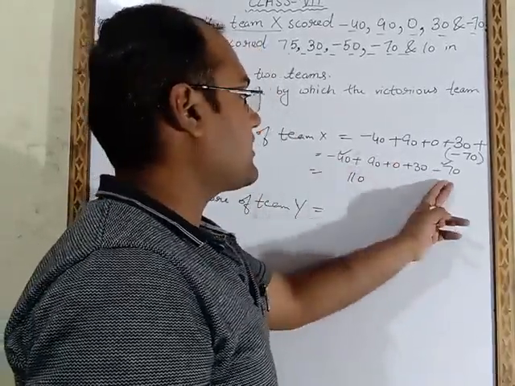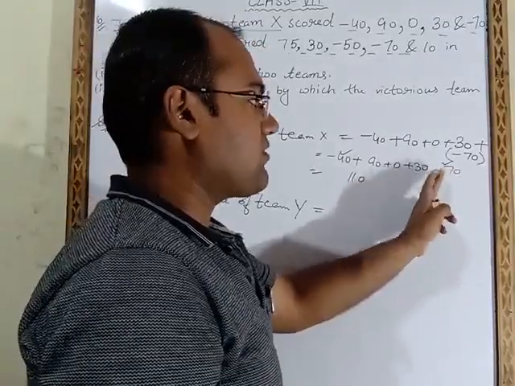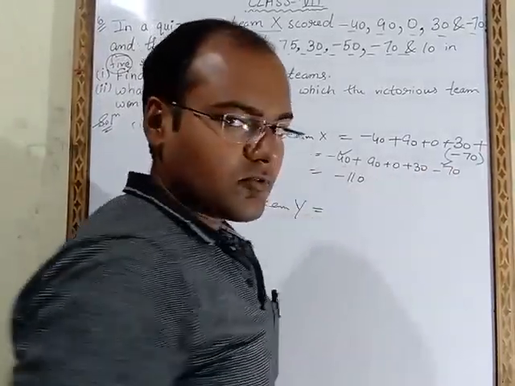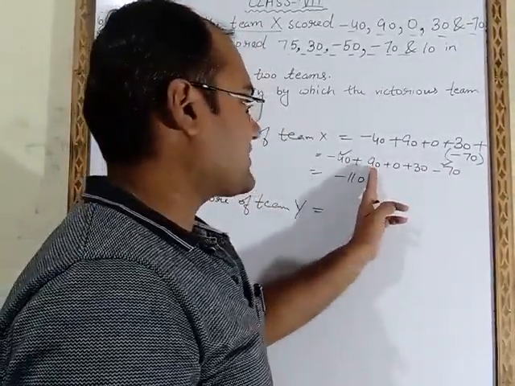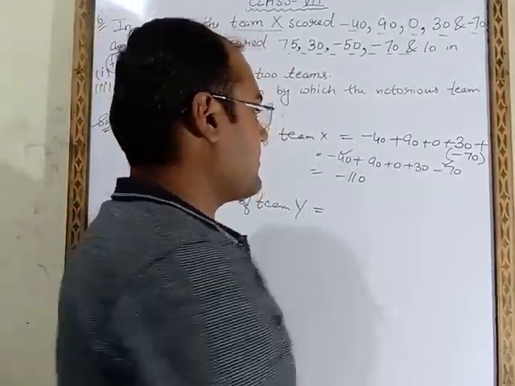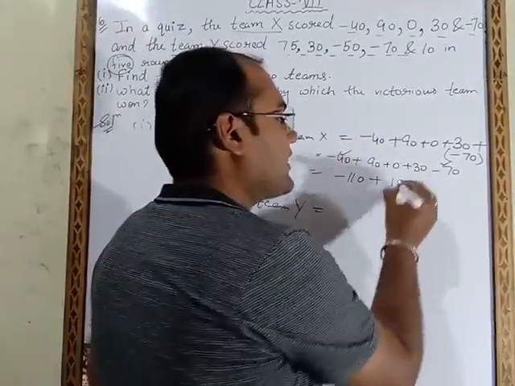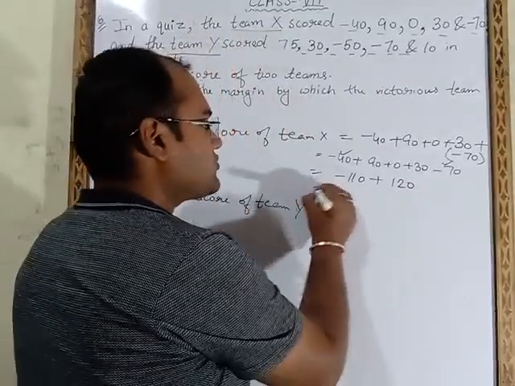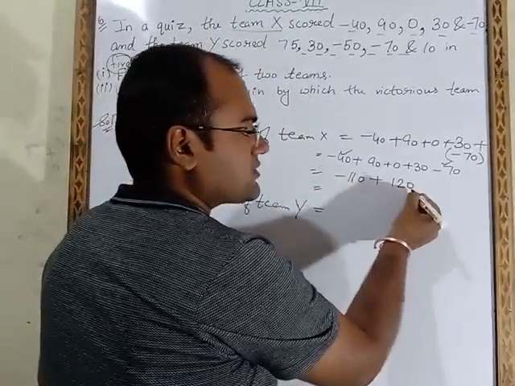Which one is greater here? 70 is greater. 70 is having minus sign, so here also we have to put minus sign. Now plus 90 and plus 30 will become plus 120. Now we will solve these two: minus 110 and plus 120.